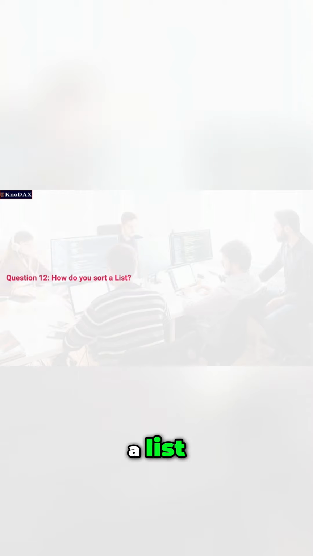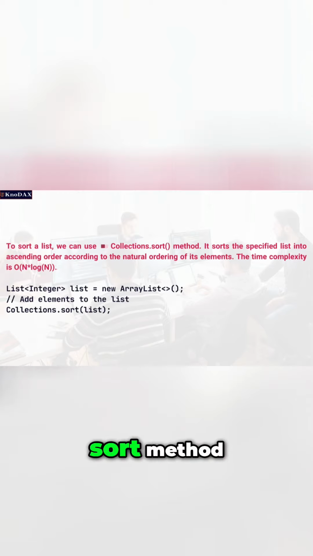How do you sort a list? To sort a list, we can use the Collections.sort method. It sorts the specified list into ascending order according to the natural ordering of its elements.